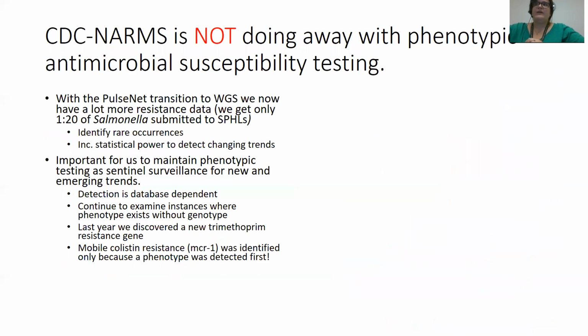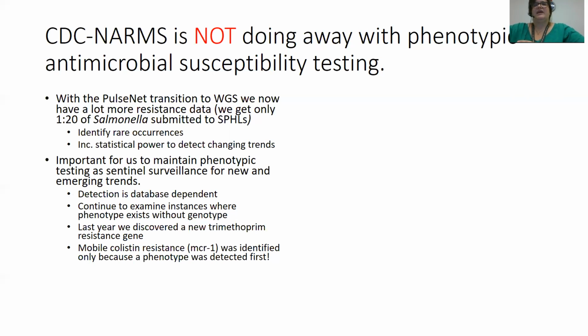So hopefully at this point I've convinced you that WGS is highly accurate and a really great way to look at AMR. But our lab, in the position that it's in, is actually not going to do away with phenotypic testing. I will say that with the PulseNet transition to WGS, we're now getting a lot more resistance data. Remember that we only get 1 in 20 of Salmonella submitted to state public health labs. And now with the data that PulseNet's analyzing, we're seeing a lot more Salmonella sequencing and getting AMR information that way.